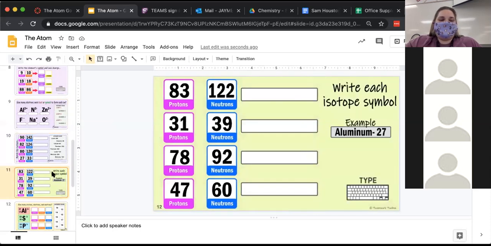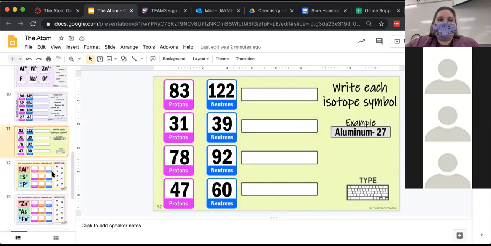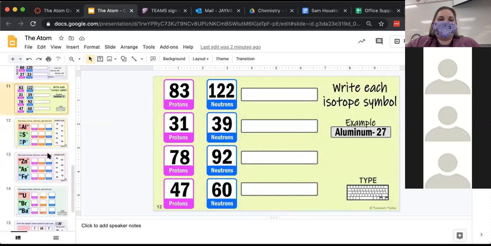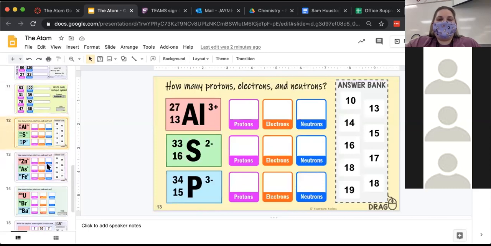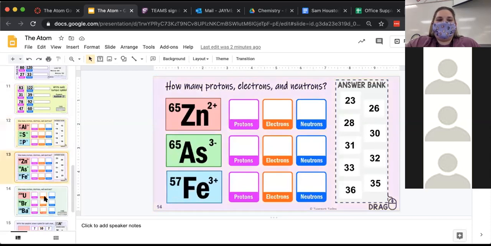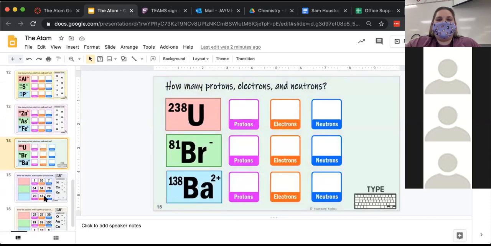And then the next one, it's a little more challenging because you don't have an answer bank. Now you're just typing, but you're doing the same thing, okay? Then you get into the symbols. So this one is where I'm giving you the symbol and you're telling me how many protons, electrons, or neutrons there are in there, and you have an answer bank over here on the right side. So there's a couple like that. And then the third one, now you're typing them in. There's no answer bank now, okay?